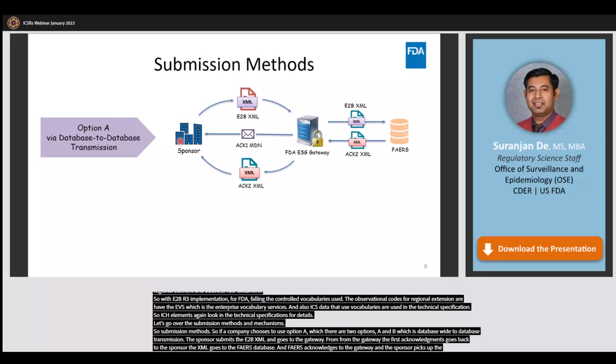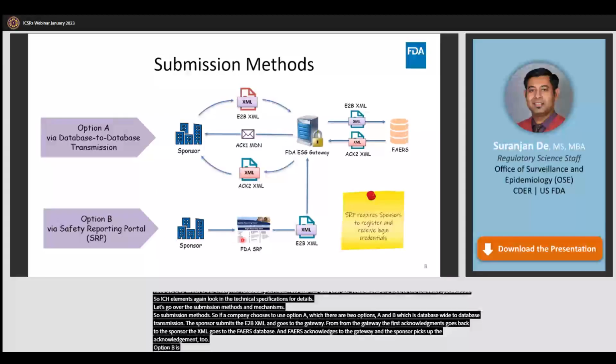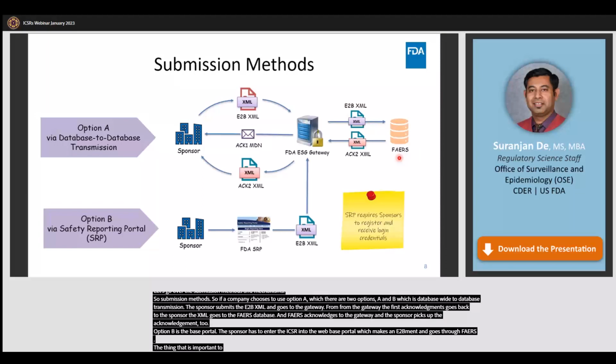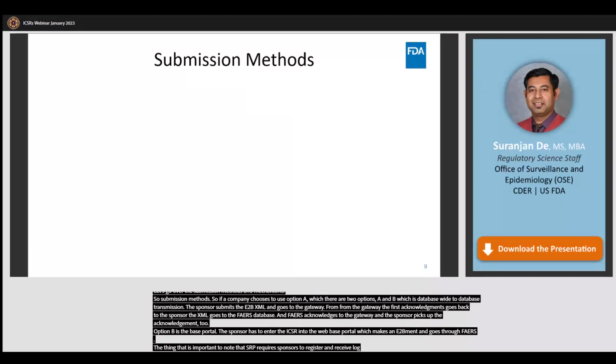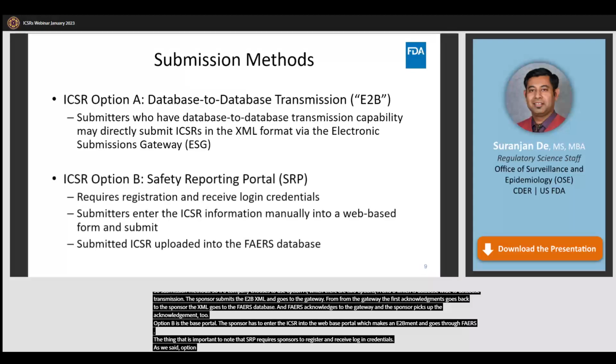and processes it. The second method, which is option B, is via a safety reporting portal. So it's a web-based portal. A sponsor has to data enter their ICSR into the web-based portal, which internally creates an E2B XML and puts it onto the gateway, which then goes to FAERS. It is important to note that the SRP requires sponsors to register and receive login credentials. So as we said, option A is database to database transmission, and option B is the safety reporting portal.